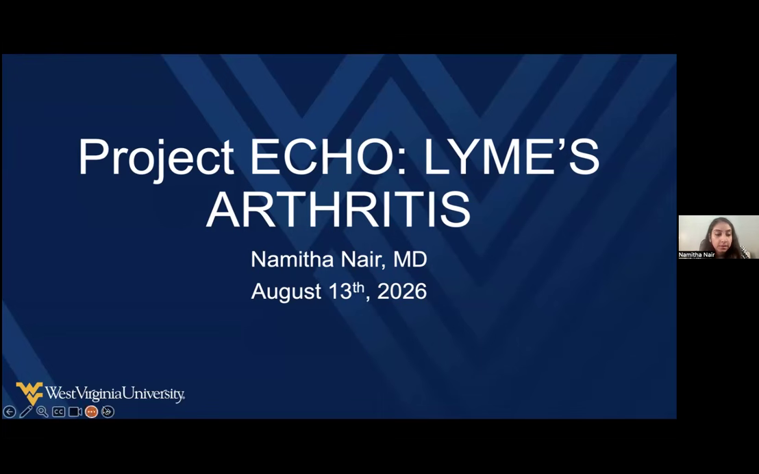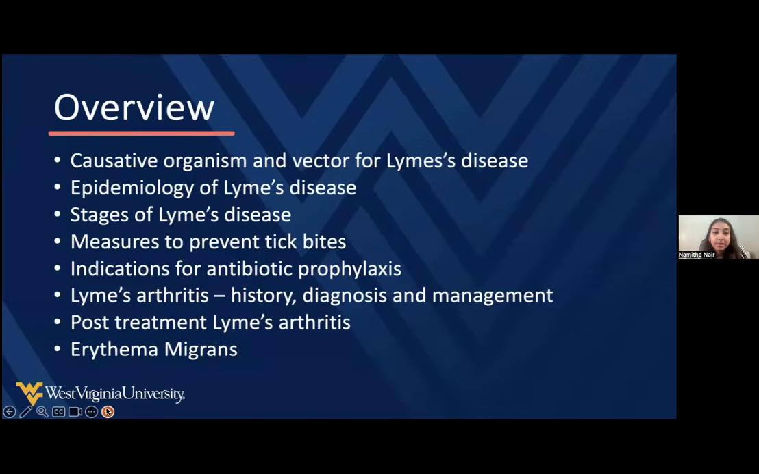So I'll get started. This is an overview of the topic for today. We'll speak in the beginning a little bit about Lyme's disease in general, mainly the causative organisms, the vector, epidemiology, stages. What are the measures to prevent tick bites from happening? Indications for prophylactic antibiotics. And then we'll head into Lyme's arthritis: a little bit about the history, diagnosis, as well as management, the post-treatment Lyme's arthritis conditions, as well as erythema migrans.